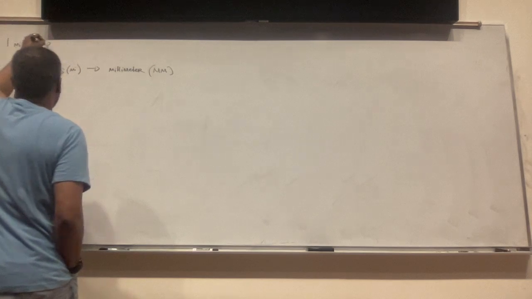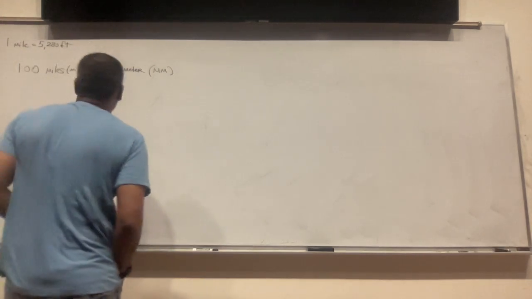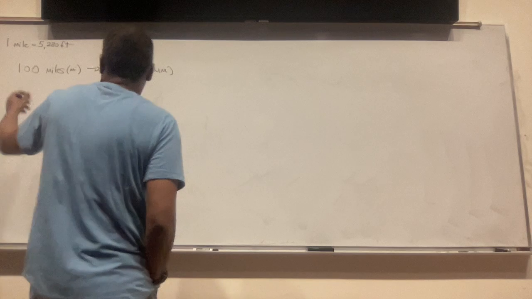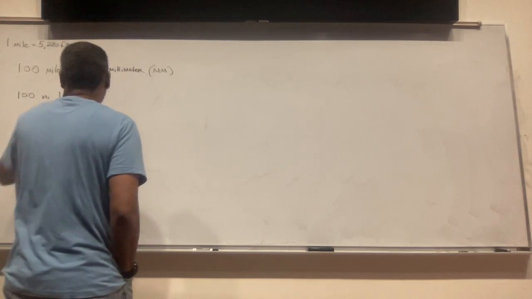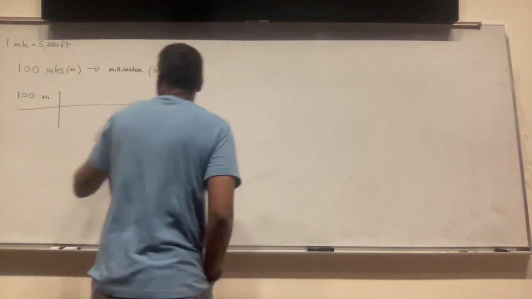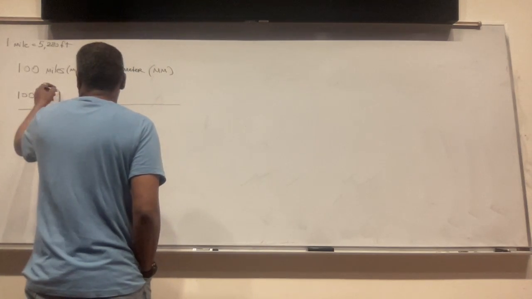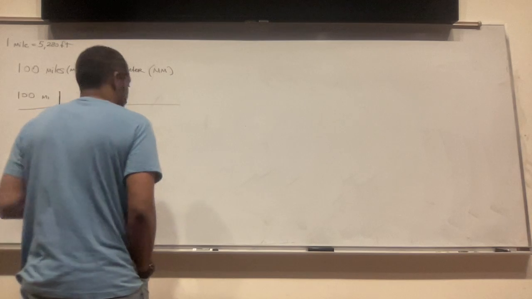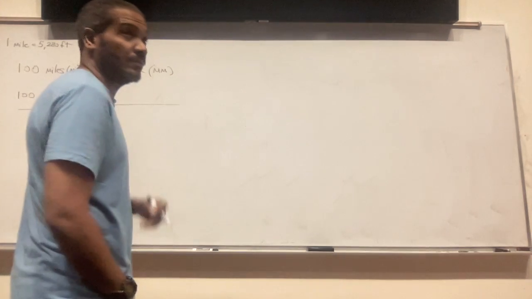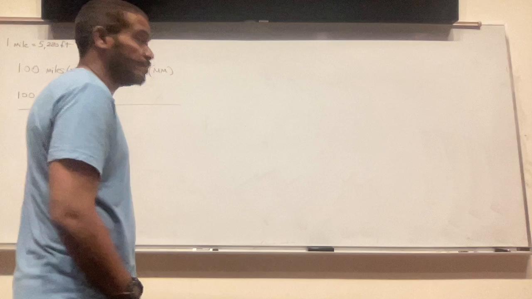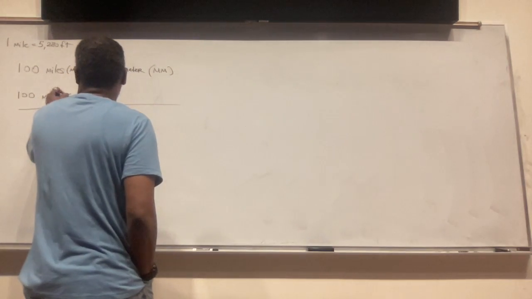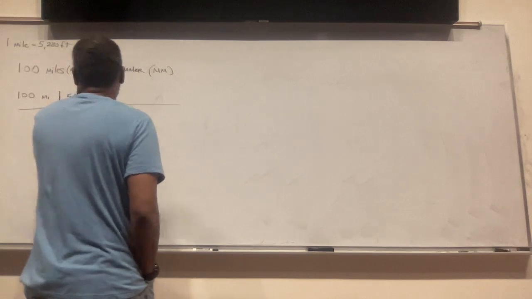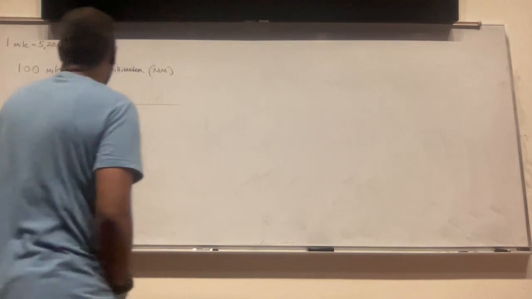So 1 mile is 5,280 feet. So I'm gonna write my 100 miles here, and I'm gonna go to feet. How do I go to feet? 1 mile at the bottom and 5,280 feet at the top. All right, so miles and miles cancel.